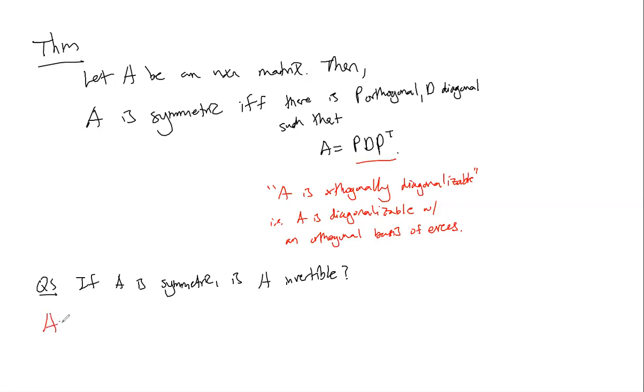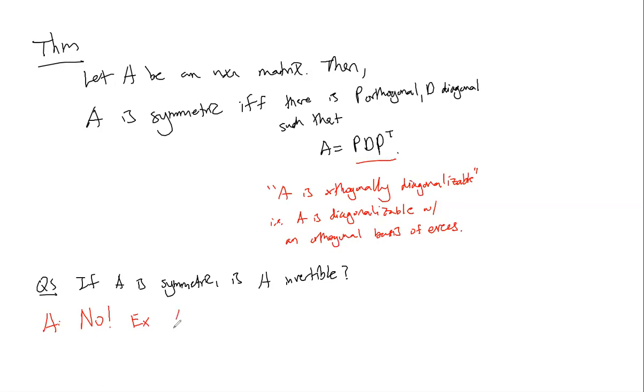And the answer? No, of course not. If A is symmetric, it's orthogonally diagonalizable, but just because it's orthogonally diagonalizable doesn't mean it needs to be invertible. We've already gone over the fact that diagonalizable matrices don't need to be invertible. Here's an example. We just take any symmetric matrix that has eigenvalue 0.